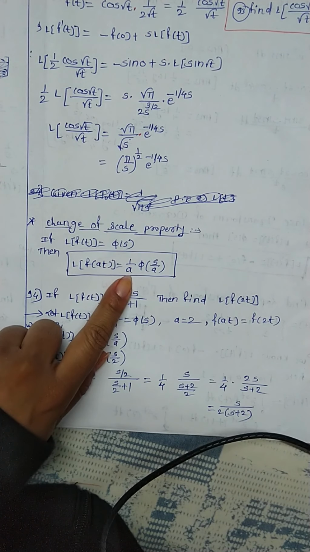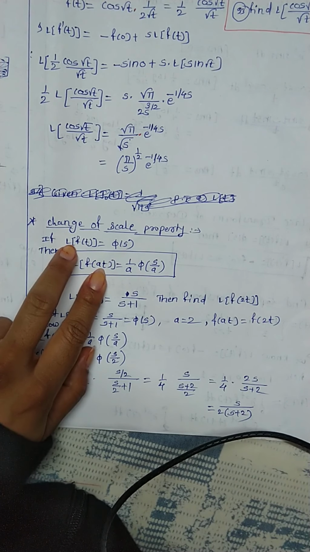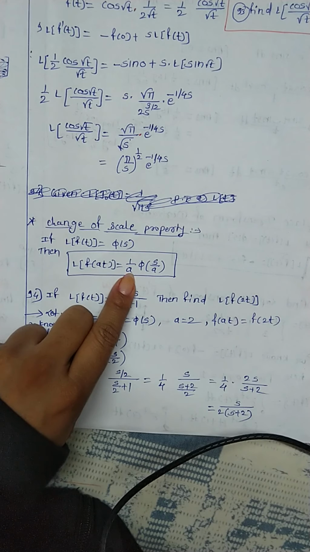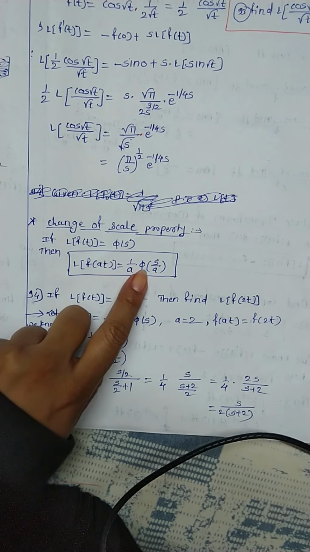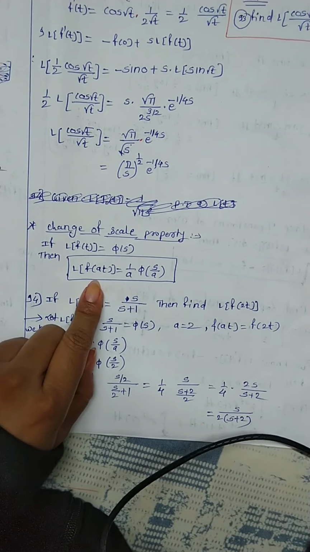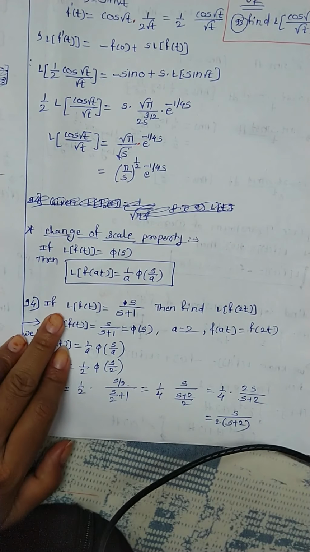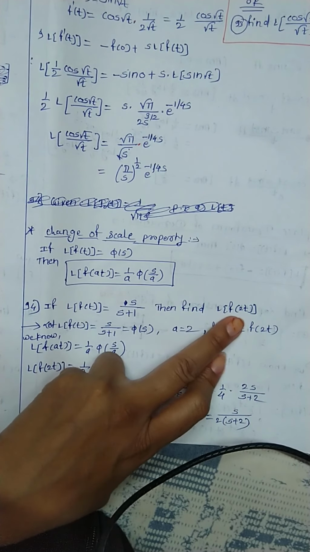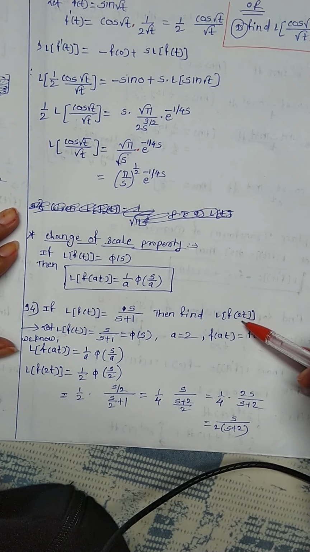This is the formula to find L of f of at if we know L of f of t. a is the number which is attached to t. This is 1 upon a, that number, into phi of s upon a. Phi of s we already know, and for phi of s upon a, just replace s by s upon a everywhere. This is the property. Now let us see the example first. This is a simple example. If L of f of t is s upon s plus 1, this is the given thing, then find L of f of 2t. This is the change of scale property. What is a here?